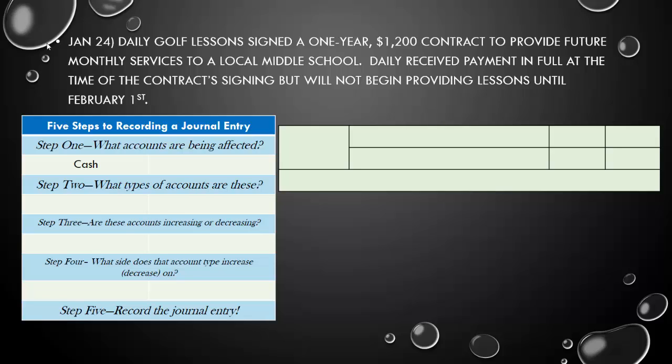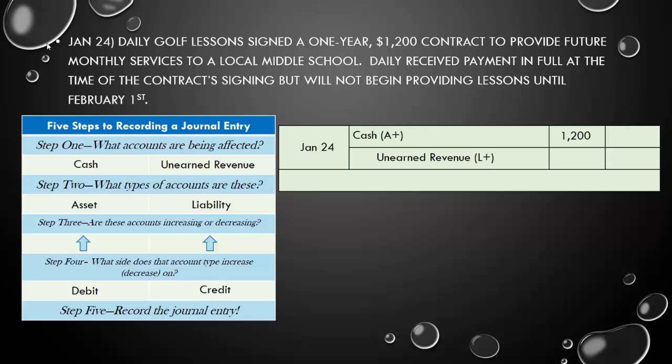Well, what do we record it as? This isn't revenue that we've earned yet, so we're going to record it in an account called unearned revenue. Cash is an asset. Unearned revenue means we owe something to someone. We owe, in this case, the middle school services, and when you owe something, it is a liability. The amount of cash we have is going up. The amount of work we owe to other people for which they've already paid is also going up. Assets go up on the debit side, liabilities go up on the credit side. So our January 24th entry is a debit to cash for $1,200 and a credit to unearned revenue for that same amount.